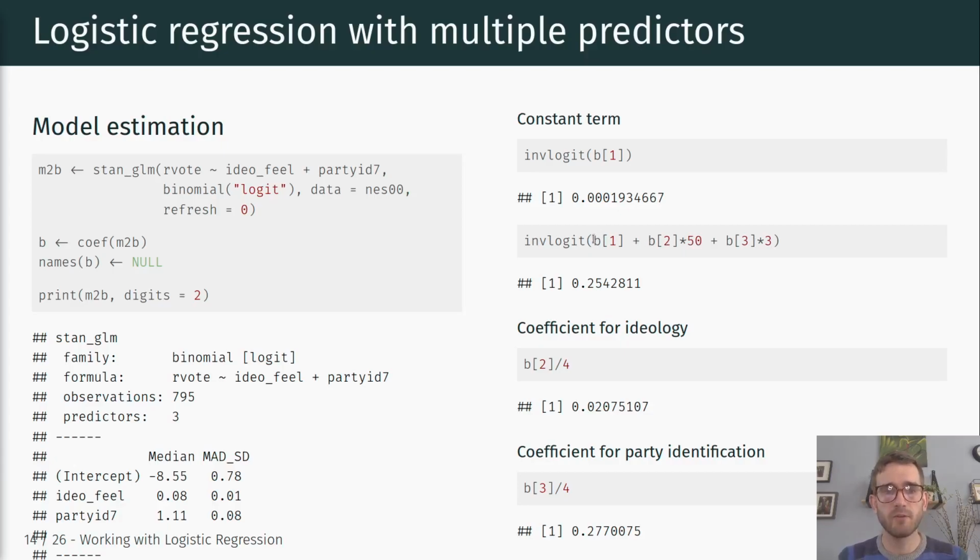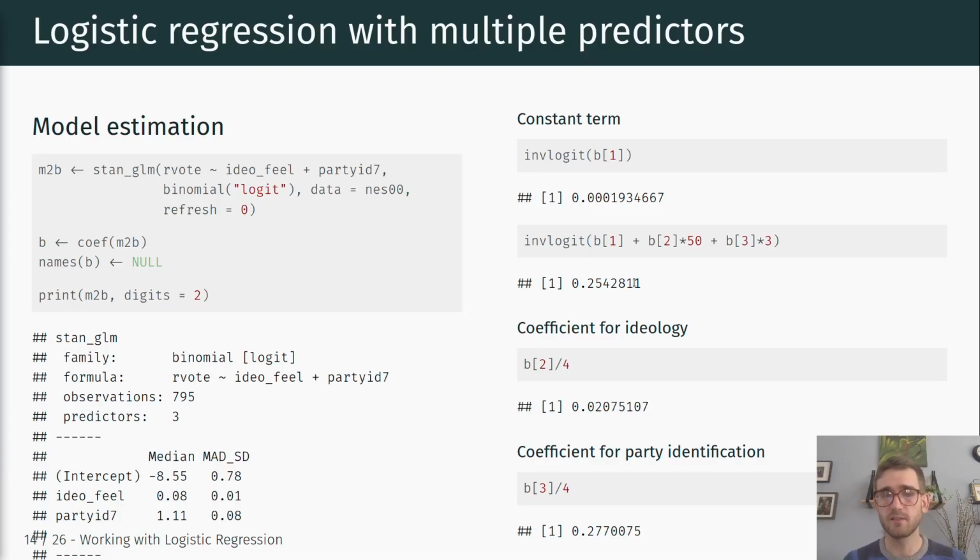Okay. And of course we have to plug all of this again into our link function to actually compute this as a probability. So we take our intercept plus our coefficient for ideology times 50, which is the center of that scale, plus our coefficient for party identification times 3, which is the center of that scale. Okay, and that gives us a predicted probability when each of those values are, rather than at 0, now at 50 and 3 respectively. Okay, and the predicted probability to support the Republican candidate in the 2000 presidential election is then 0.25.